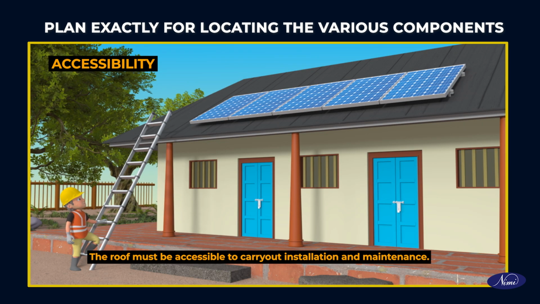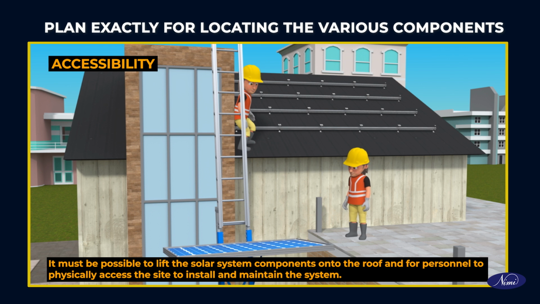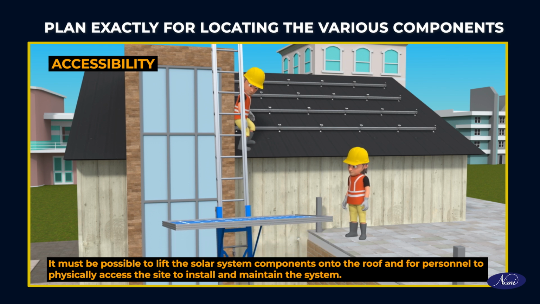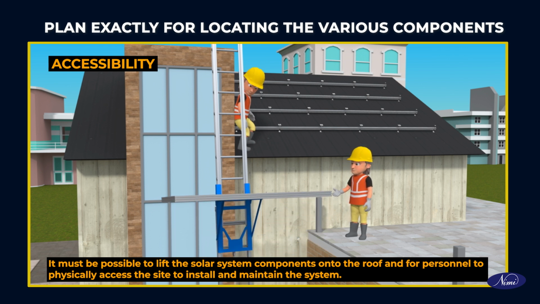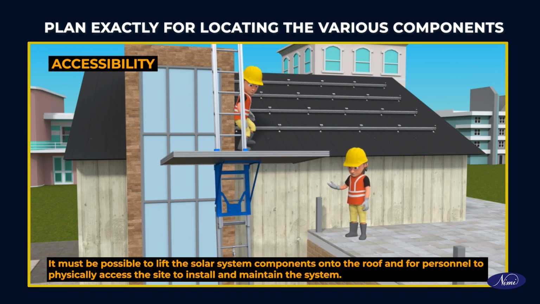Accessibility. The roof must be accessible to carry out installation and maintenance. It must be possible to lift the solar system components onto the roof and for personnel to physically access the site to install and maintain the system.